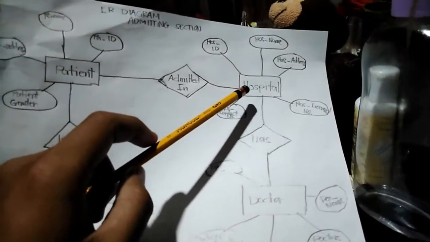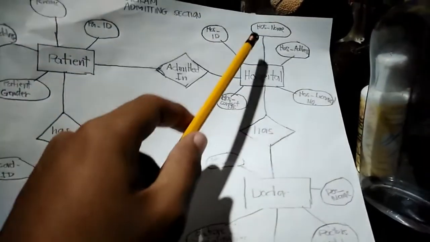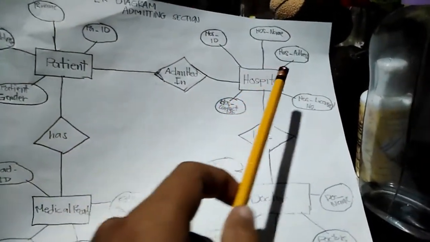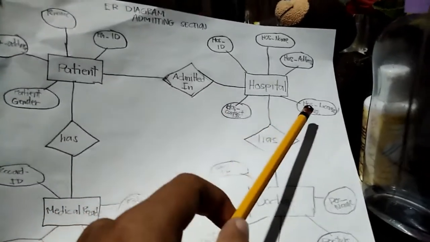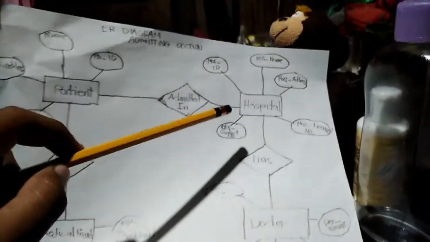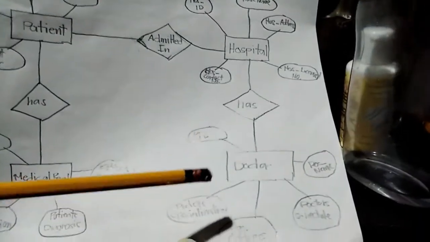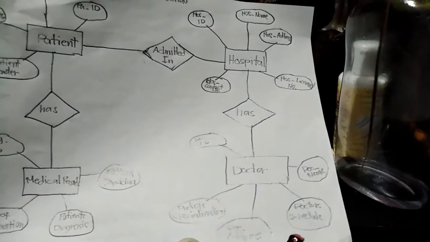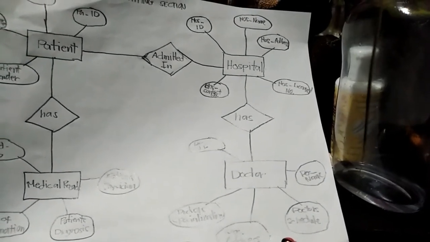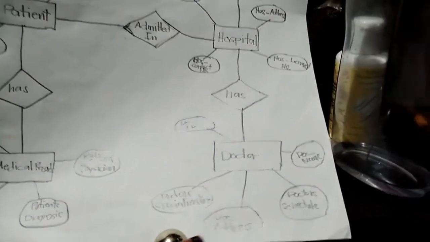Hospital has the attributes: hospital ID, hospital name, hospital address, hospital contact number, and hospital license number. And hospital has a doctor. And a doctor has the attributes of doctor's name, doctor's schedule, doctor's ID, doctor's specialization, and the doctor's address.